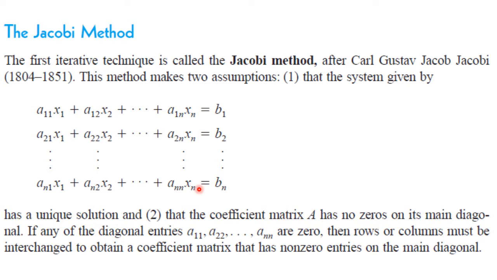Students, if any one of these diagonal entries is 0, then you must interchange the rows or interchange the columns so that the matrix becomes such that the diagonal entry is not equal to 0. This is a very important point, students.